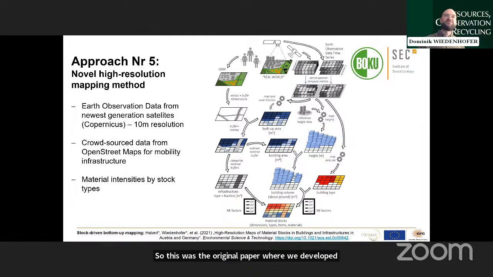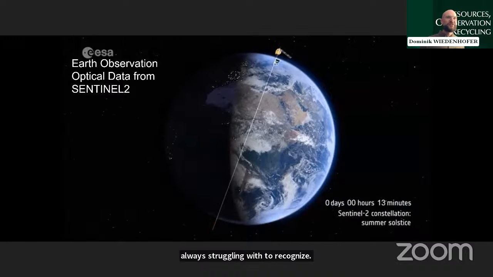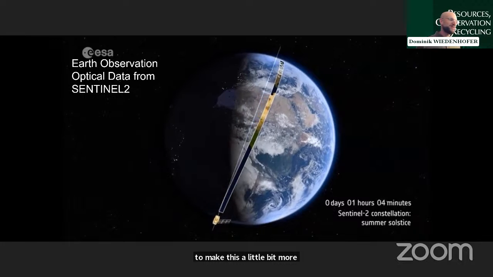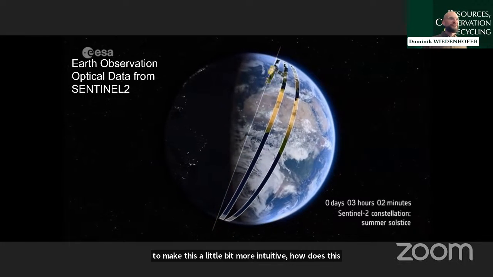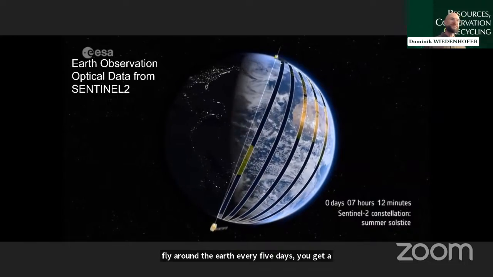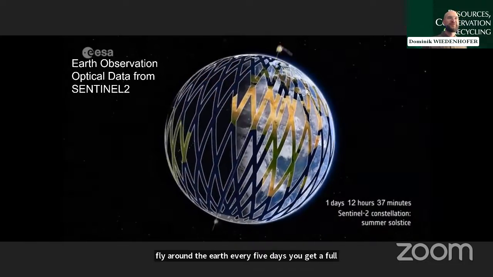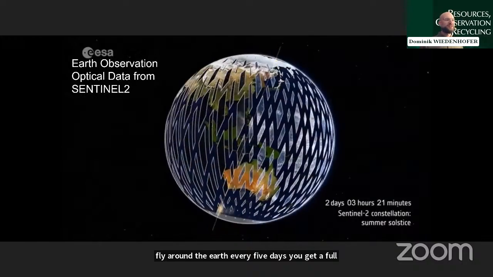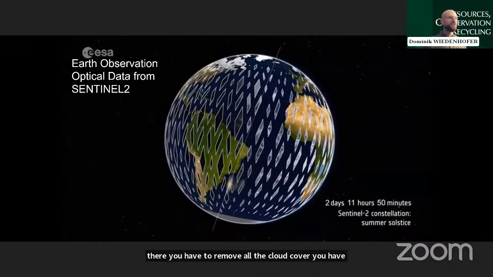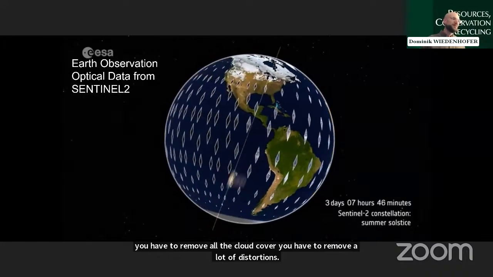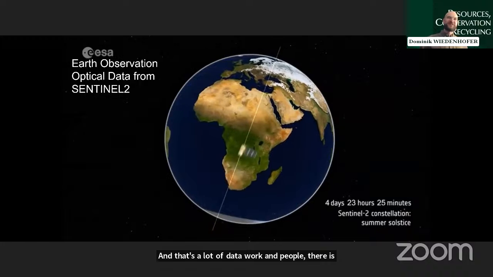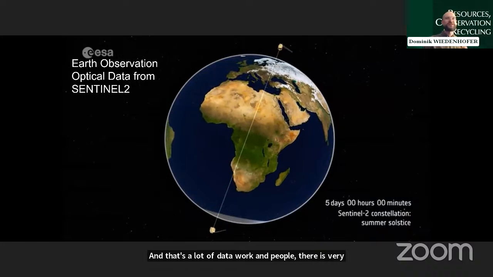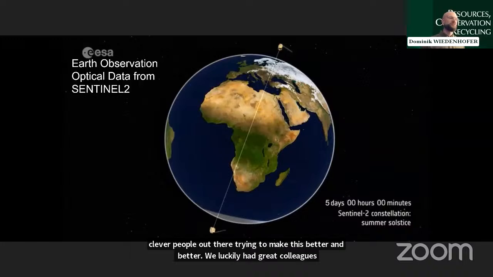Oh, and yes, OpenStreetMap was very helpful to cover some of the line features that a satellite always struggles to recognize. To make this a little more intuitive, how does this even work? We have these satellites, which basically fly around the Earth every 5 days. You get a full picture of the entire planet. You can imagine the amounts of data that you get from that. There you have to remove all the cloud cover. You have to remove a lot of distortions. And that's a lot of data work. And there are very clever people out there trying to make this better and better. We luckily had great colleagues working with us on this who are specialists in remote sensing.